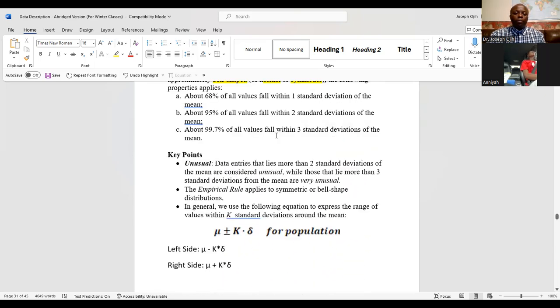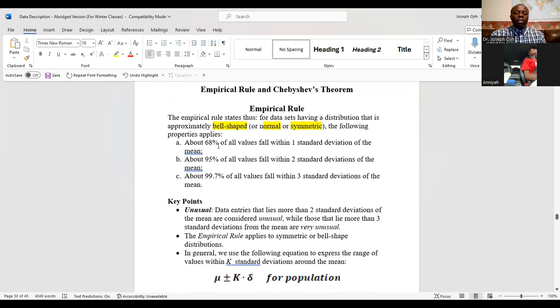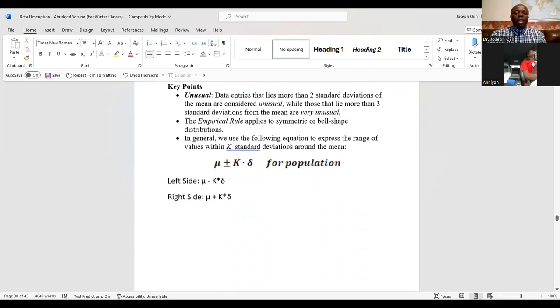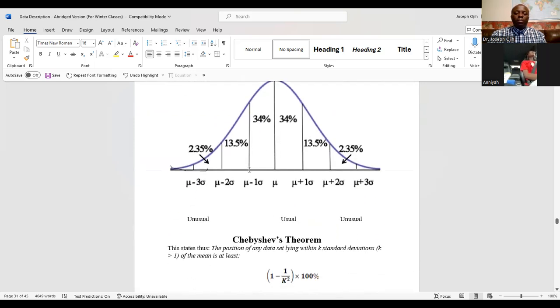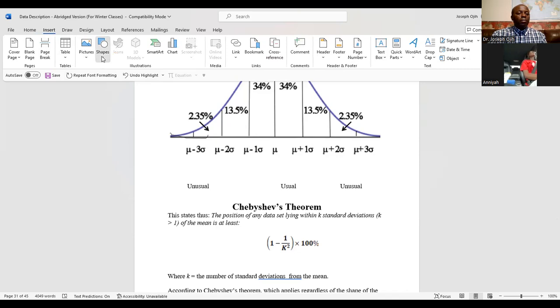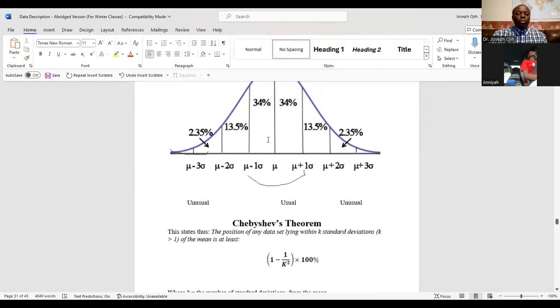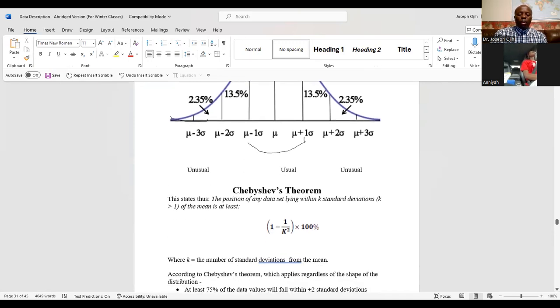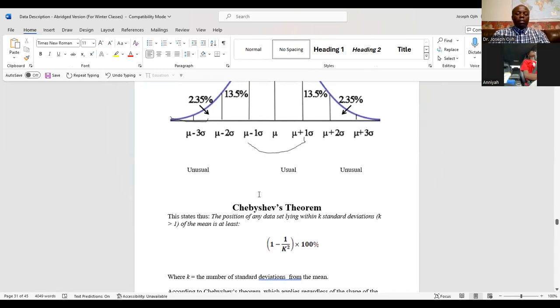It says here about 68% of all values fall within one standard deviation of the mean. Now look at one standard deviation of the mean right here. You can see it on the left side and on the right side. This is one standard deviation from here to here. So it's 68%. If you add these two numbers, you will have 34%.